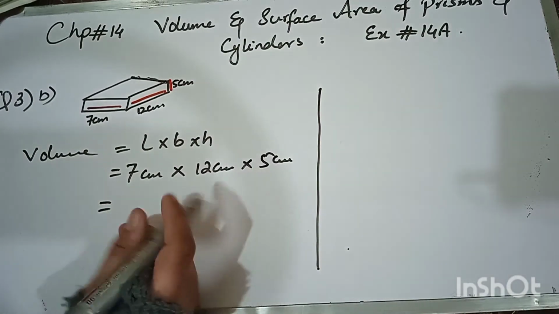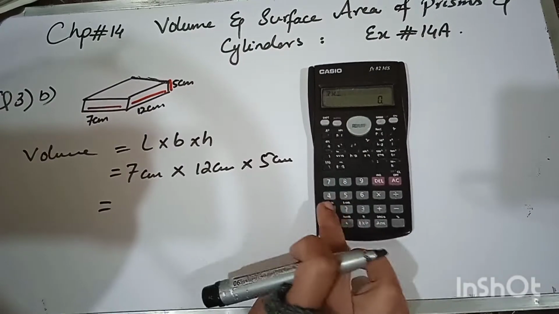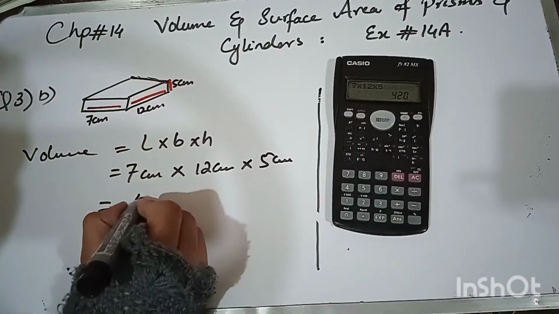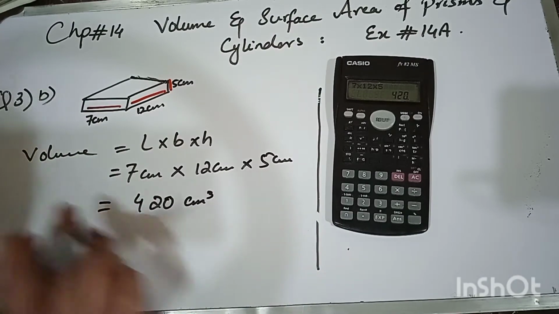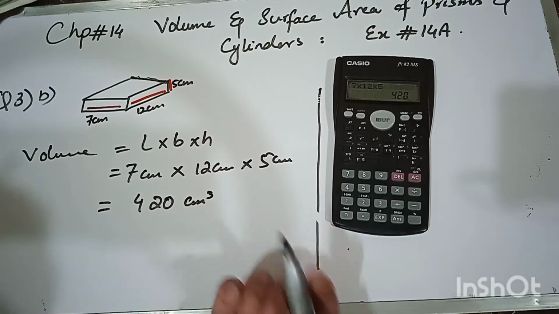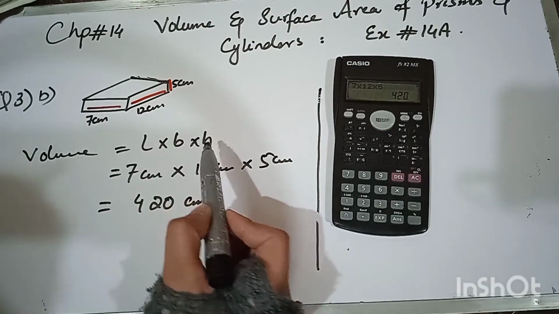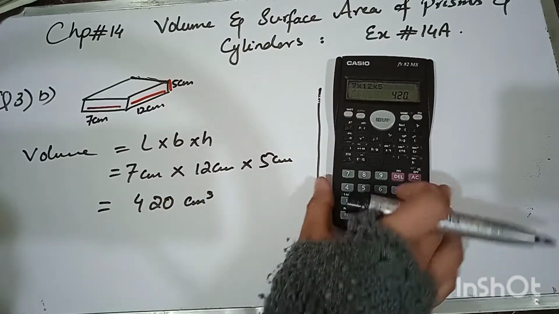So now we have to multiply the terms. 7 multiplied by 12 multiplied by 5. So we have the answer, that is 420 centimeter cube. Always the unit of the volume is centimeter cube, okay? Because we have length multiplied by breadth multiplied by height, so centimeter centimeter centimeter is equal to centimeter cube.